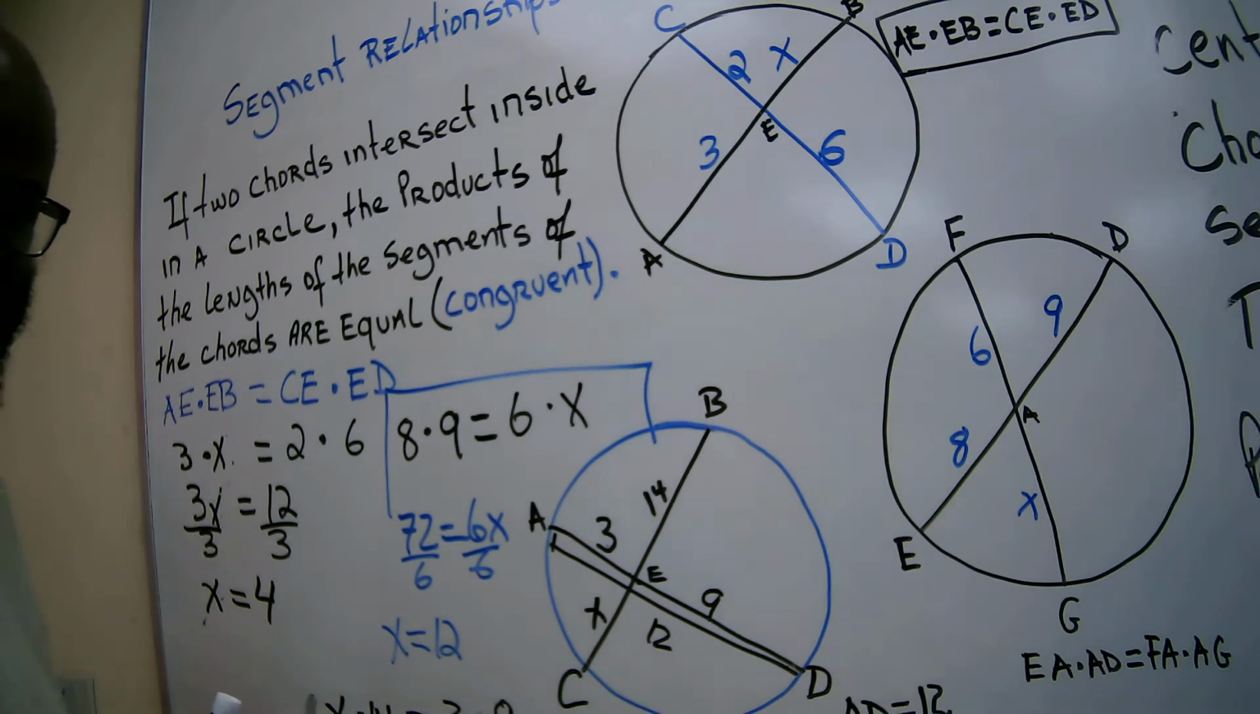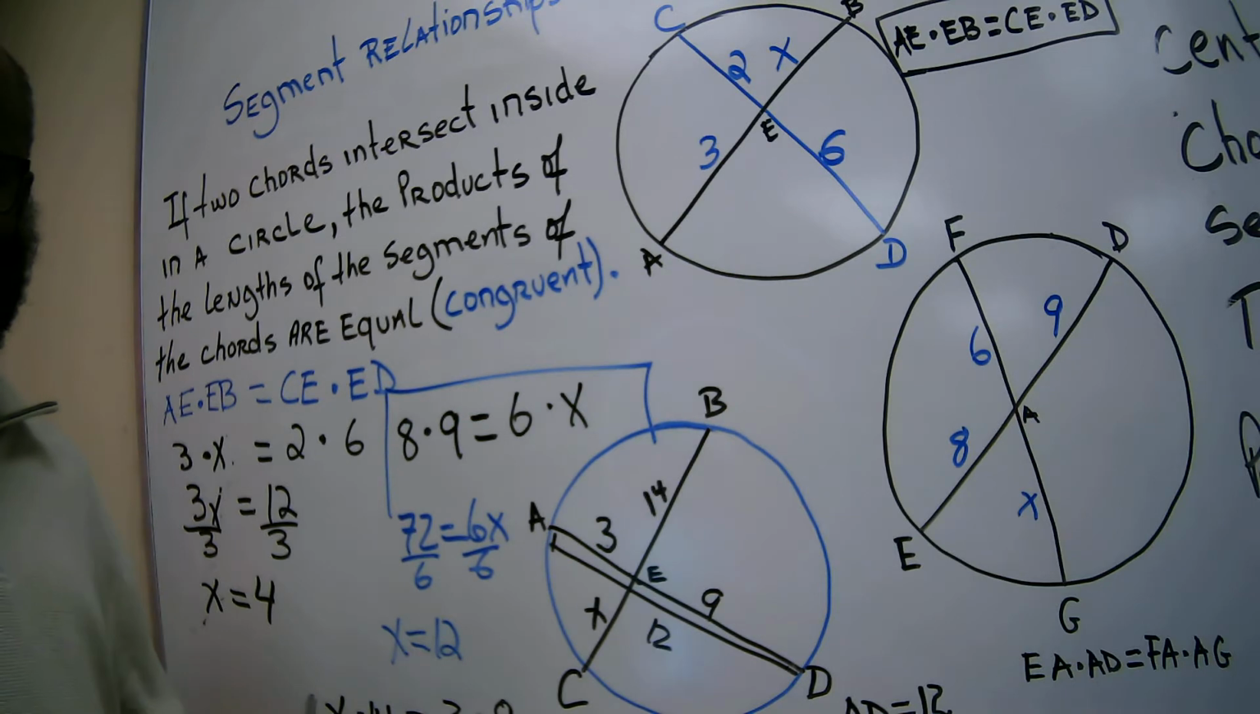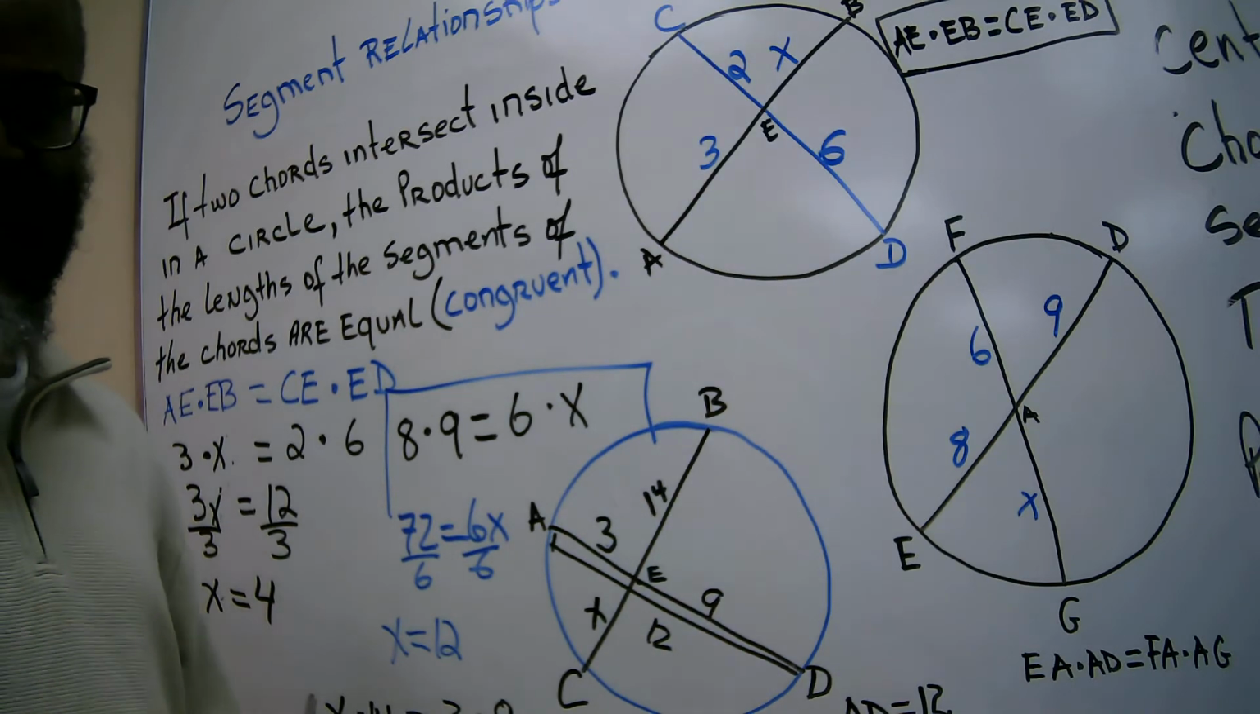So this is what you need to be aware of when you're dealing with two chords that intersect inside of a circle. The product of the lengths of the chord segments will be equal, meaning they will be congruent.